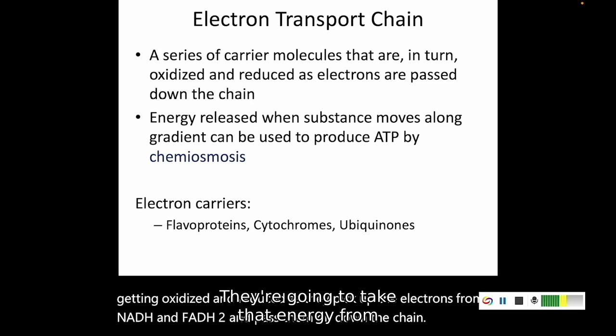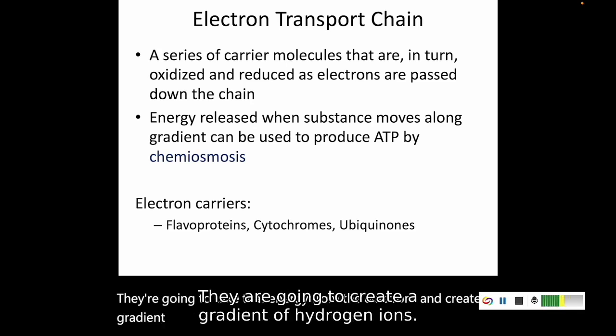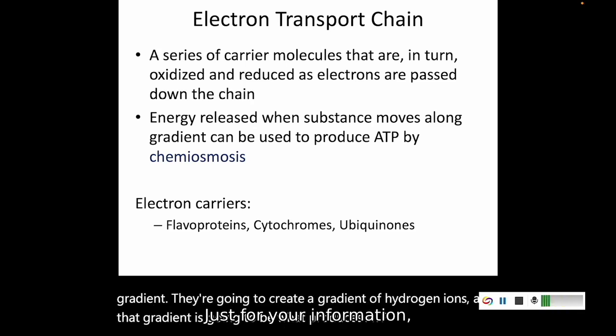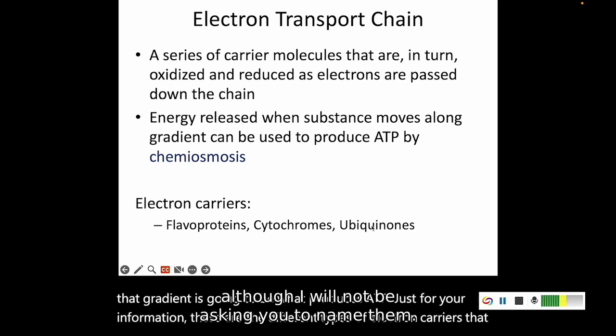They're going to take that energy from the electrons and create a gradient. They're going to create a gradient of hydrogen ions. And that gradient is going to be what produces ATP. Just for your information, these are the different types of electron carriers that are there, although I will not be asking you to name them.